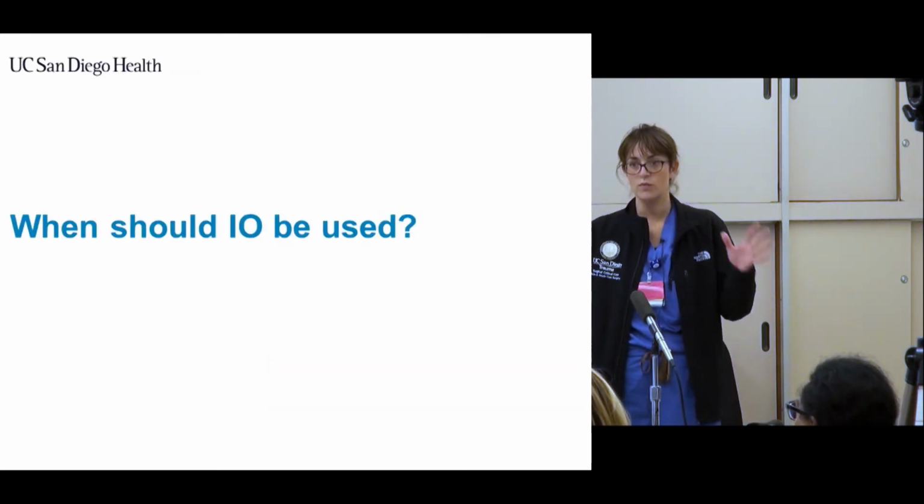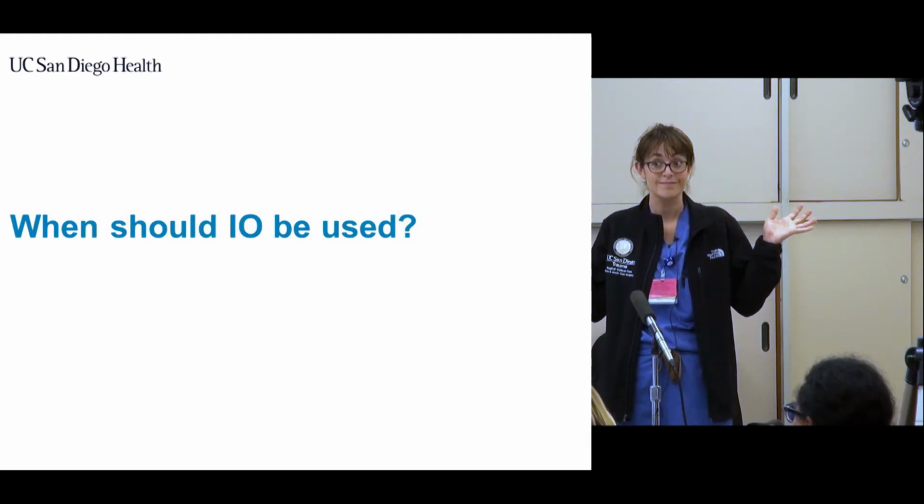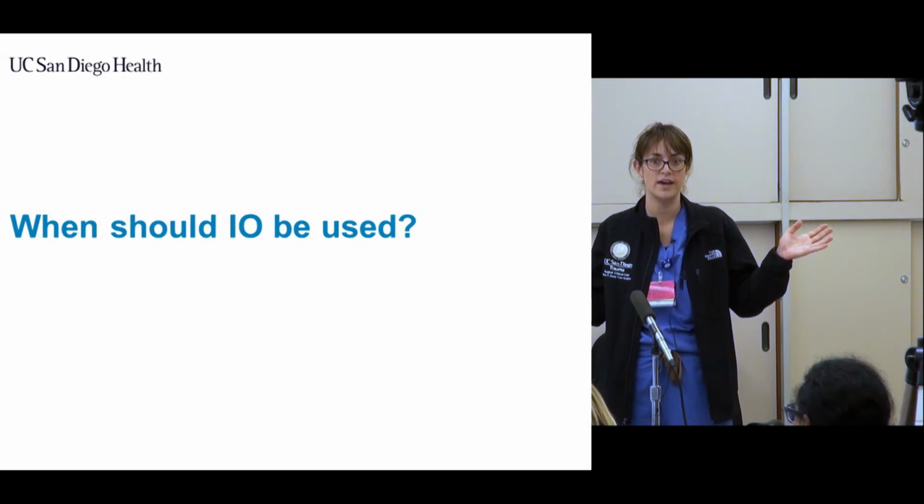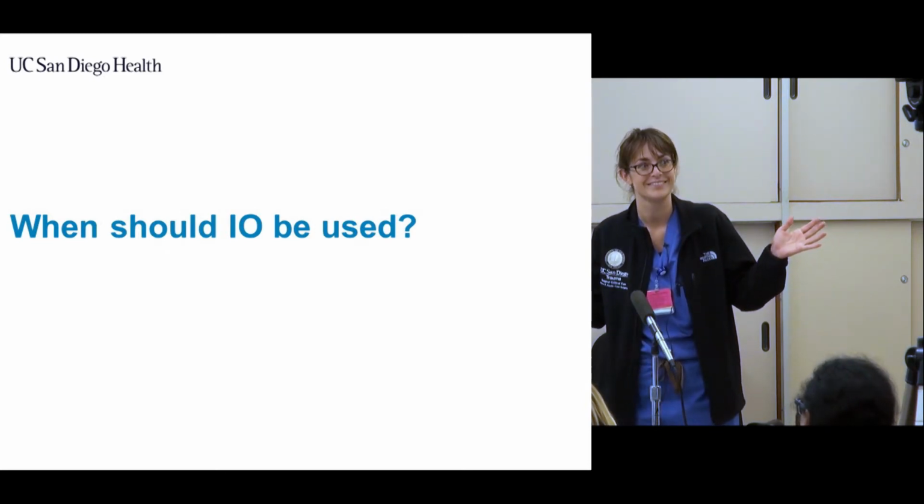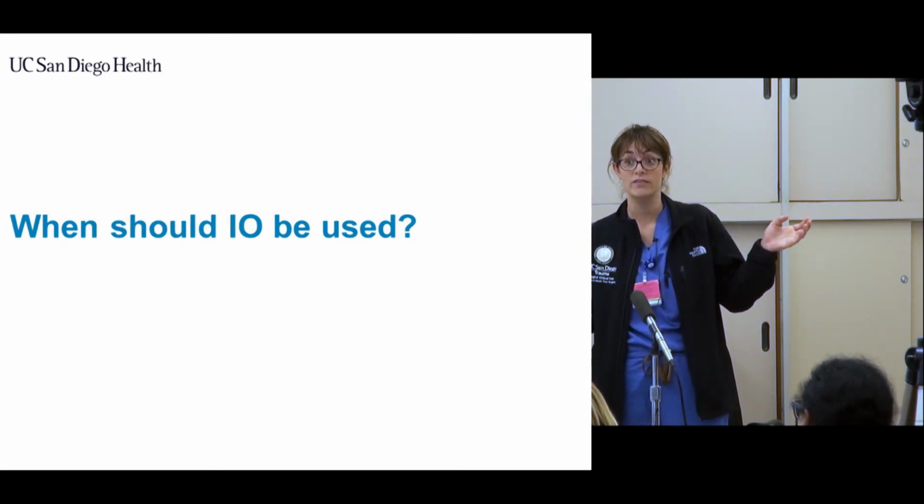So we talked a little bit about this. When can the IO be used? Anytime you can't get access. How long does it take for the average resident to put in a central line? A long time, longer than anybody wants to wait.